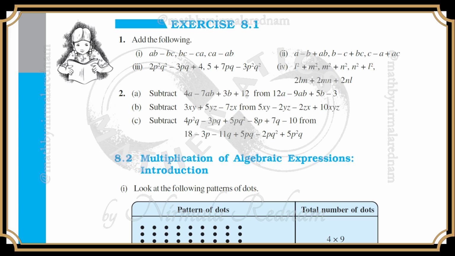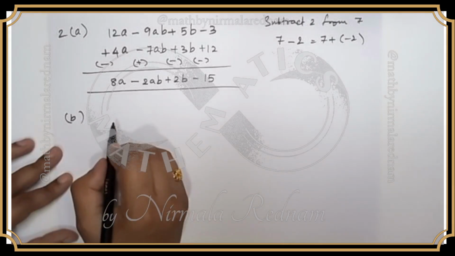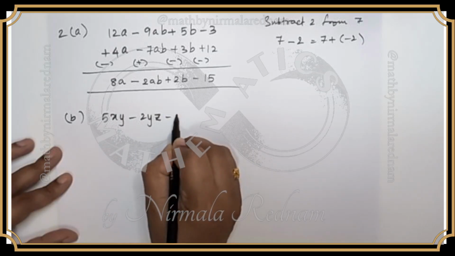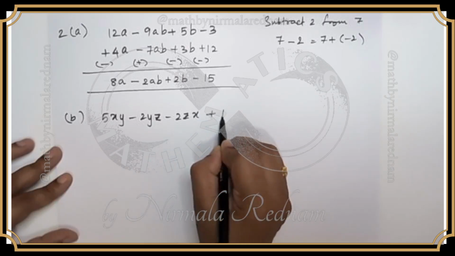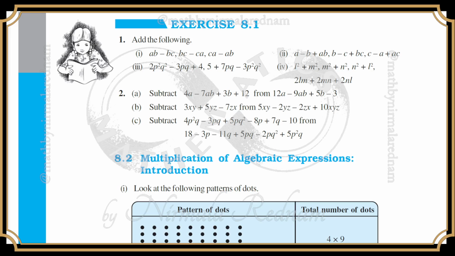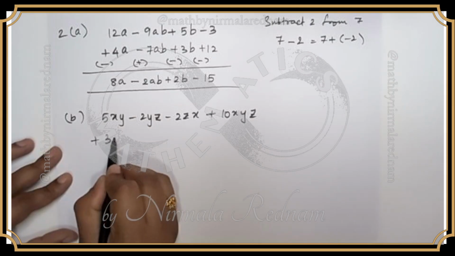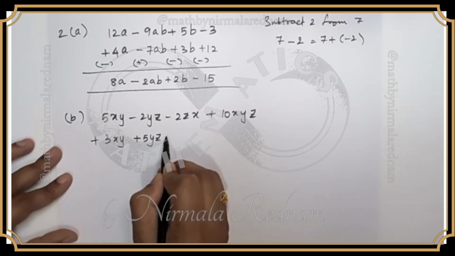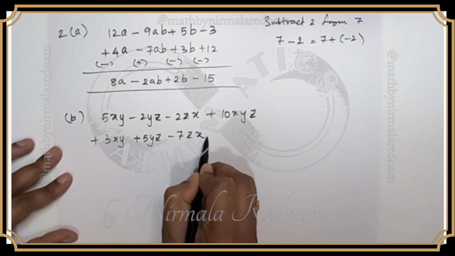Next question. Let me write this expression 5xy minus 2yz minus 2zx plus 10xyz as it is in the same order that is given to us. 5xy minus 2yz minus 2zx plus 10xyz. Now from this I am asked to subtract 3xy plus 5yz minus 7zx, right? So 3xy, I am going to write it below this. 5yz will come below this and minus 7zx, right?